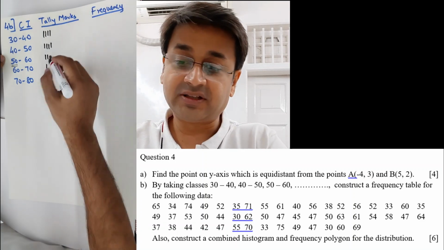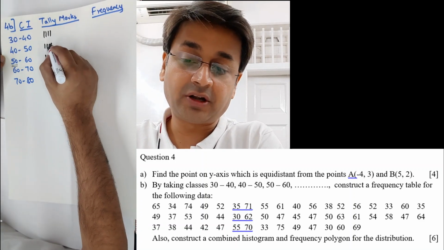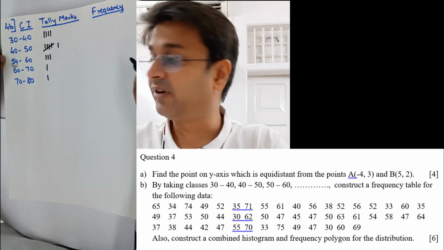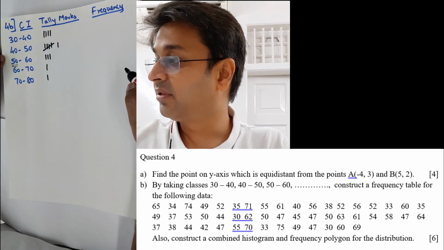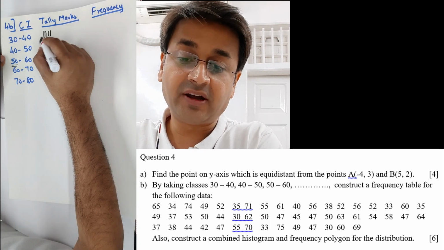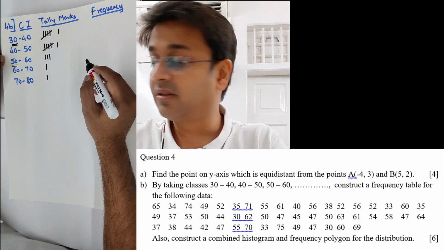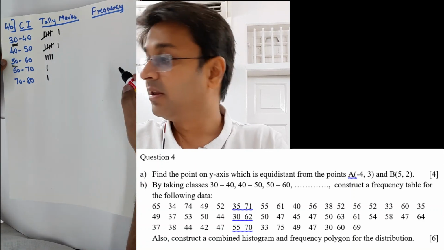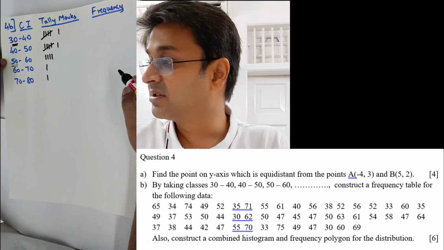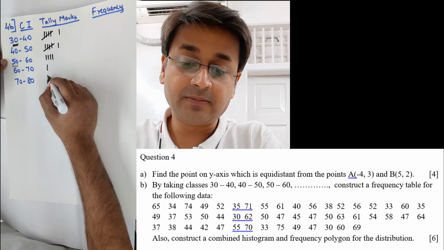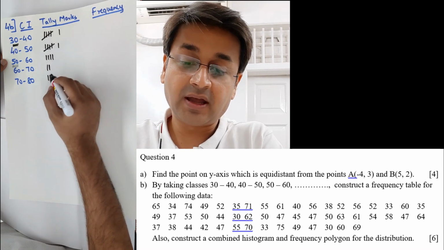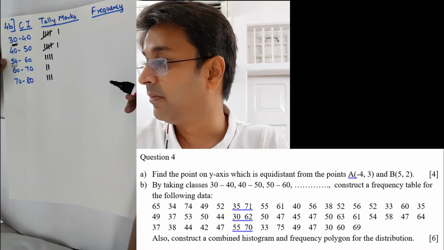52, 44, 47. So bunch of 5: 35, 30, 55. 35, 30 back over here in the lower limit. The next one, 71, 62, 70. 71, 62 and then 70 again in the lower limit, remember that.